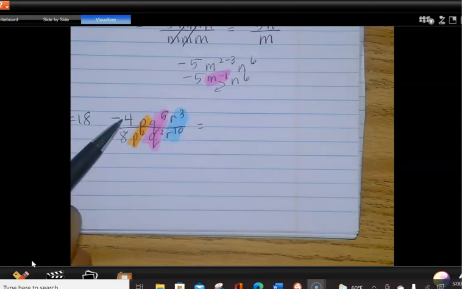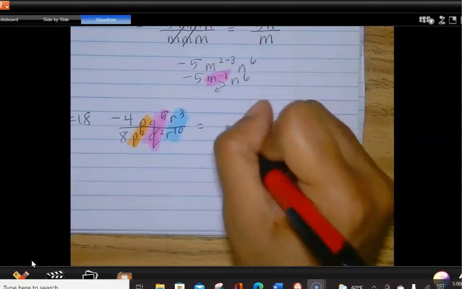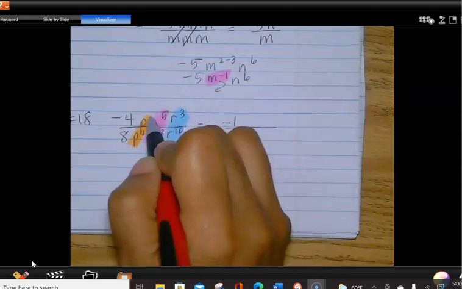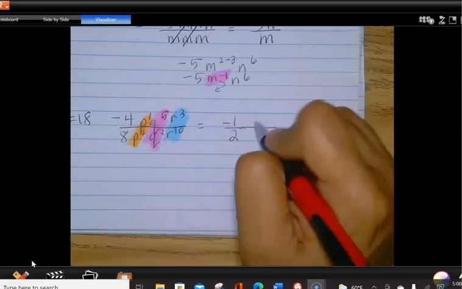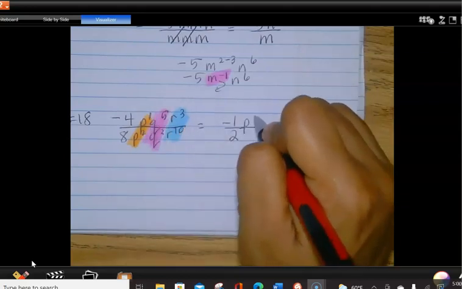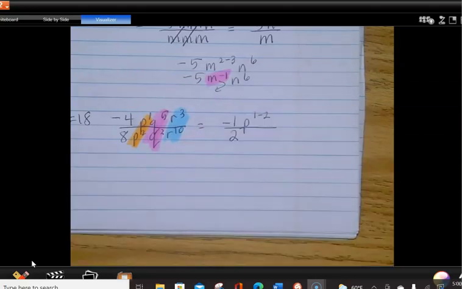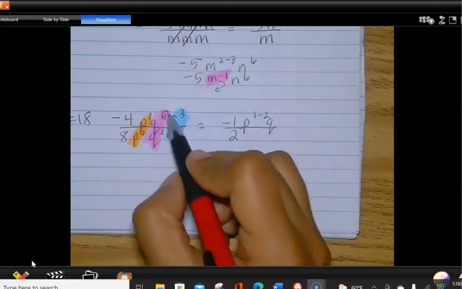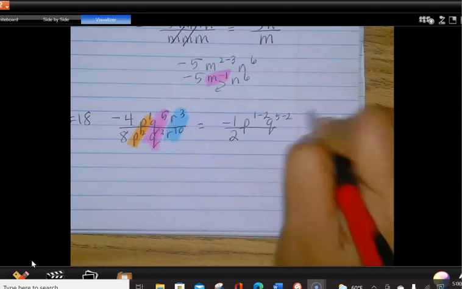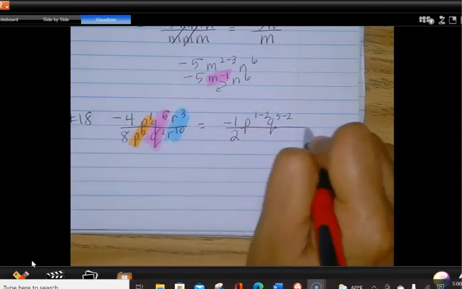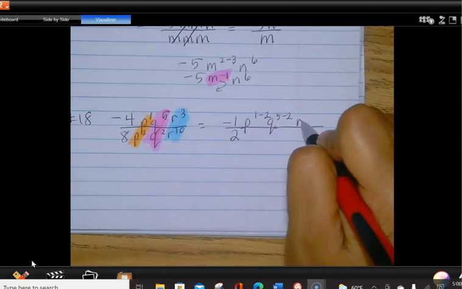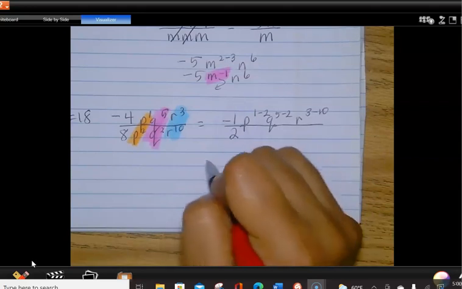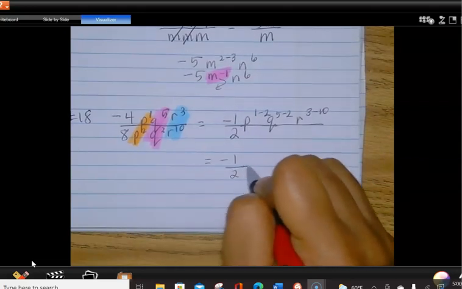So this is -4/8, which becomes -1/2. I just reduced and divided them both by 4. And then again, this is a p to the 1. And again, you can tell yourself, hey, I'm subtracting, and this is p to the 1 minus 2, because again, I'm using the quotient rule. And then I have q to the 5 minus 2, which would be a +3. I'm just showing how the quotient rule works. And then the r is 3 minus 10. So when I clean this up, I still get that -1/2.